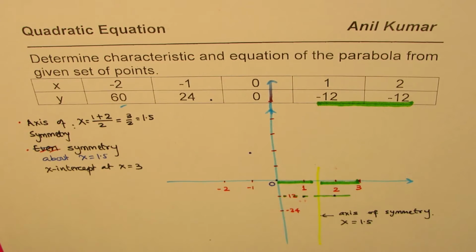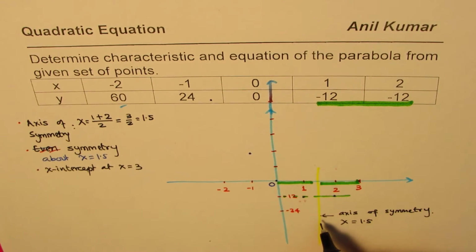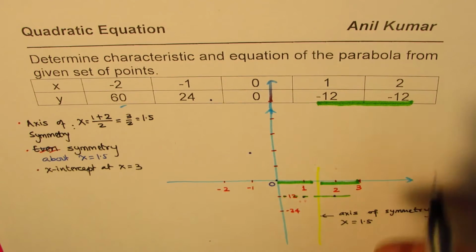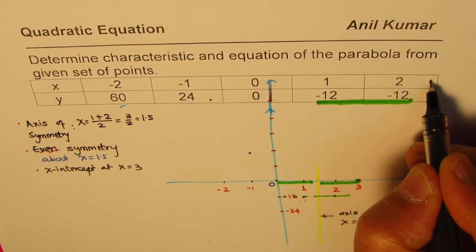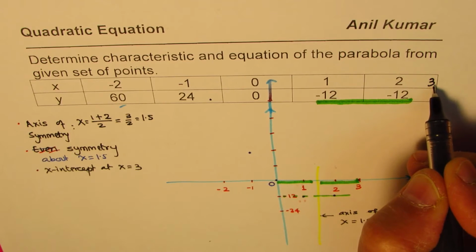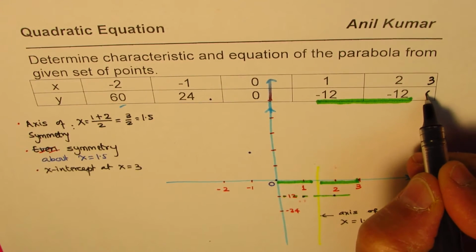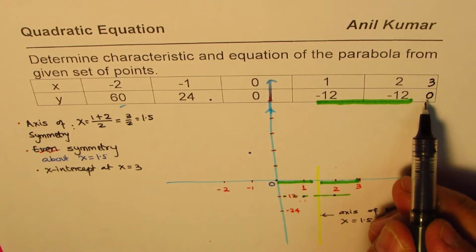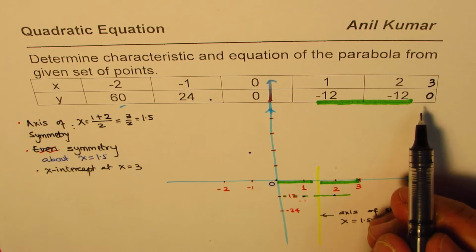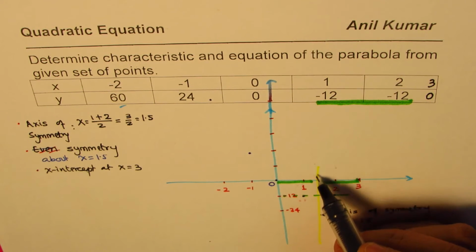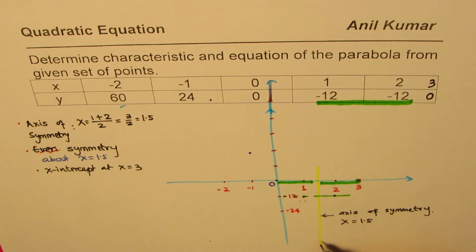Is that point clear to you? So we use this axis of symmetry to figure out another point. That is to say, if I have 3 here for x, the y value should be 0. And I got this because of the symmetry about the axis of symmetry. Is that okay?